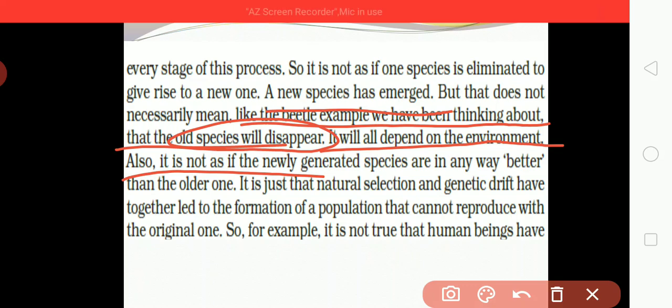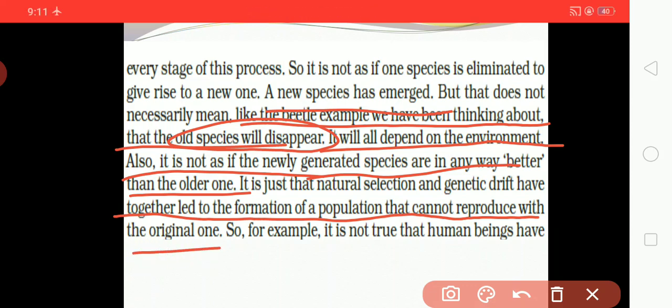It is not as if the newly generated species are in any way better than the older ones. A better species being generated in a new time as compared to an older one is not what we are saying here. It is just that natural selection and genetic drift have together led to the formation of a population that cannot reproduce with the original one.